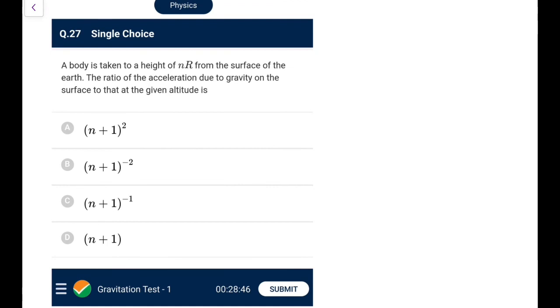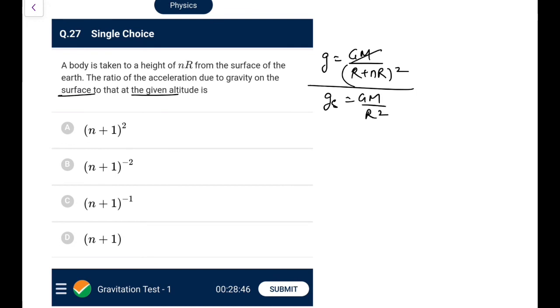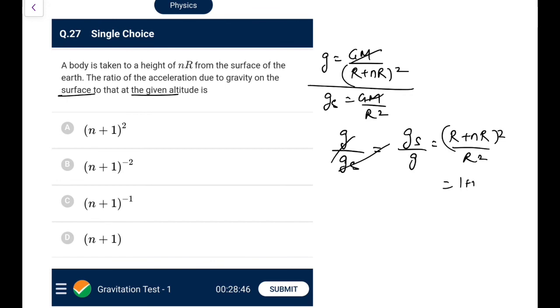A body is taken to a height of nR from the surface of the Earth. The ratio of the acceleration due to gravity on the surface to that at the given altitude. So what will happen at that altitude? The g would be GM upon R plus h, that is R plus nR whole square, and g at surface you know is GM over R square. So this GM goes. Gs by g, if you do it, will come out as R plus nR whole square by R square, that is 1 plus n whole square. So go for option A in this case.